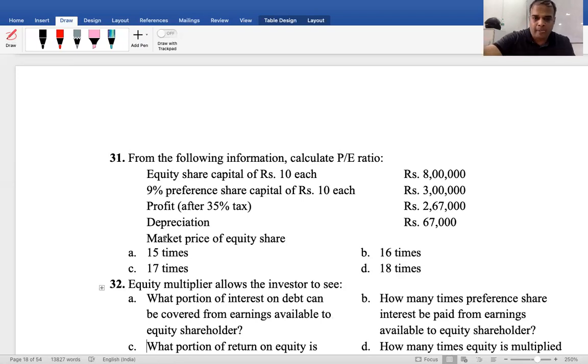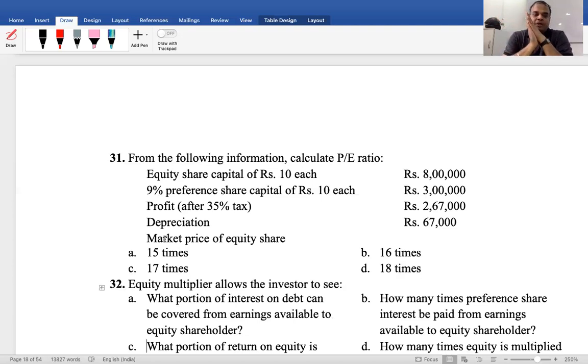From the following information, calculate price earning ratio. What is the formula for price earning ratio? Earnings available to... market pricing ratio, market price per share divided by earning per share.